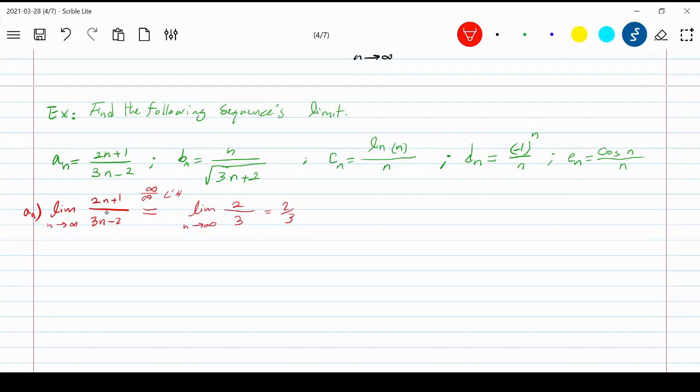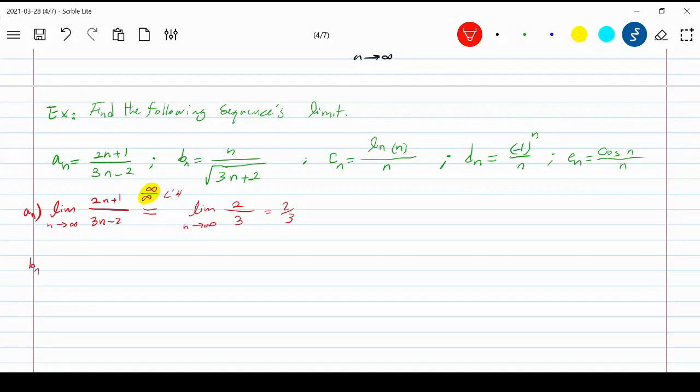And that is 2 thirds. Okay, you assume n is continuous in this case. You can replace this variable with x if you want. You can keep it as n. The same structure. So this is a fast way to calculate the limit. But the only thing you need to make sure is, do you have infinity over infinity? Is it indeterminate form or not?